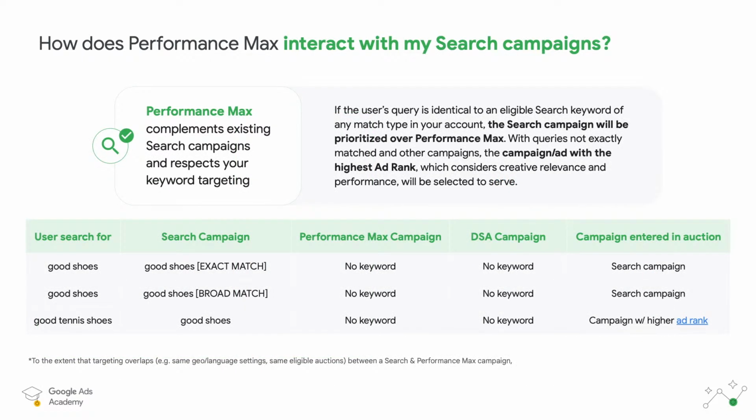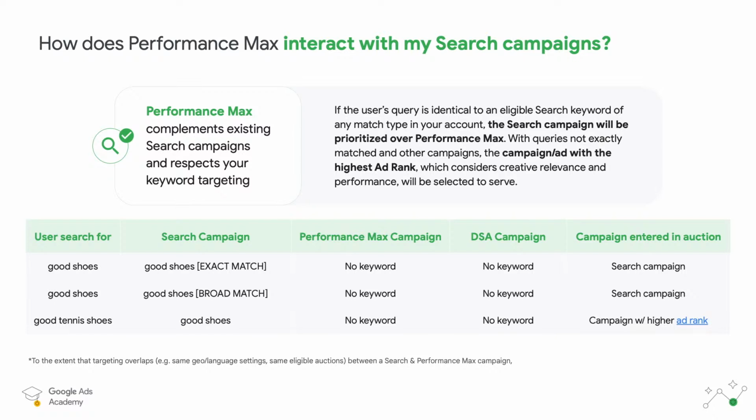Something helpful to further understand is how search keywords interact with Performance Max. If you have an exact match keyword, that keyword will take priority over Performance Max when serving a search text ad. If a user's query exactly matches how you entered your broad or phrase match terms, again, that will also get treated as an exact match keyword, and that keyword will take priority over Performance Max in that scenario.